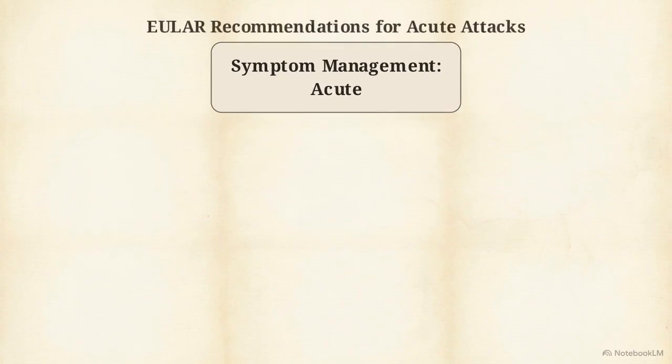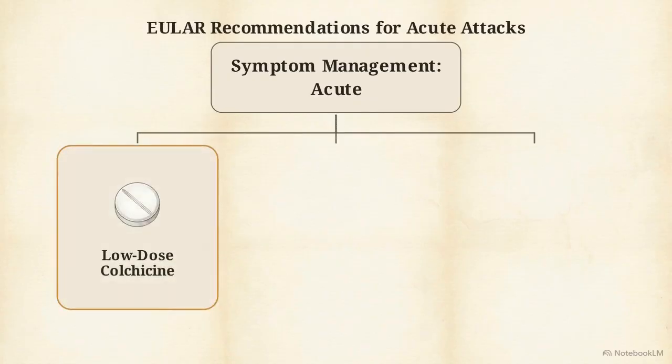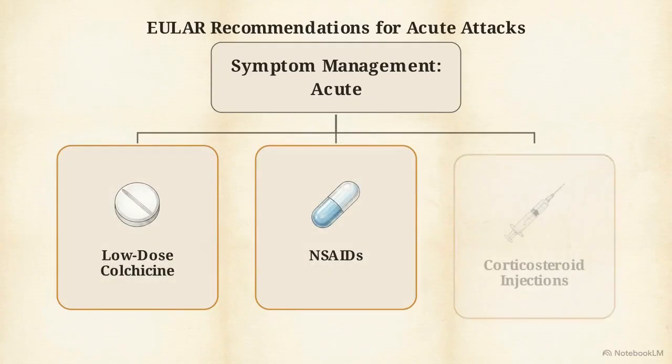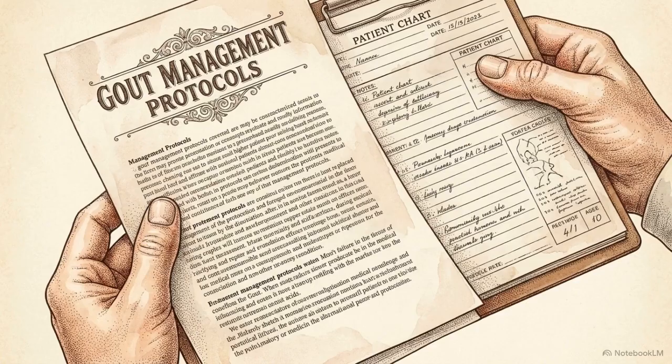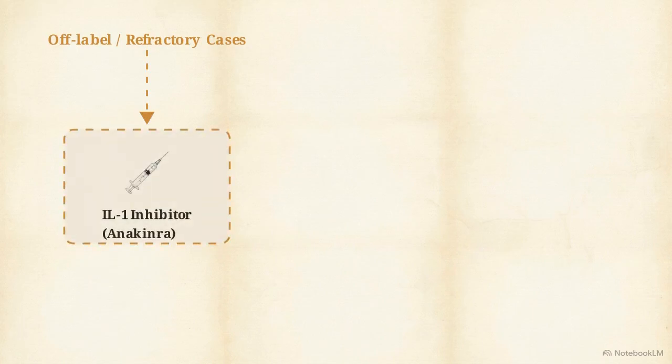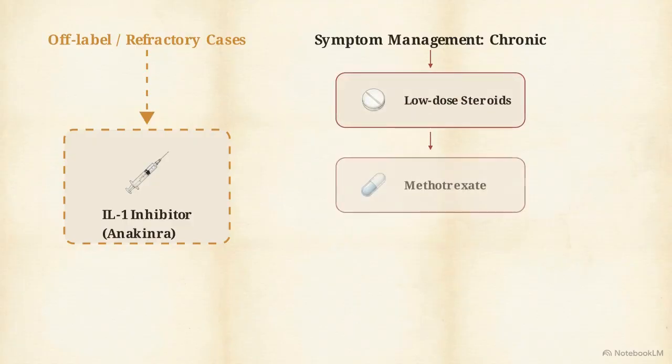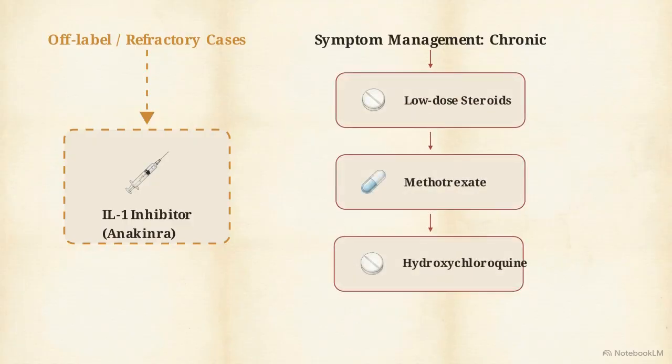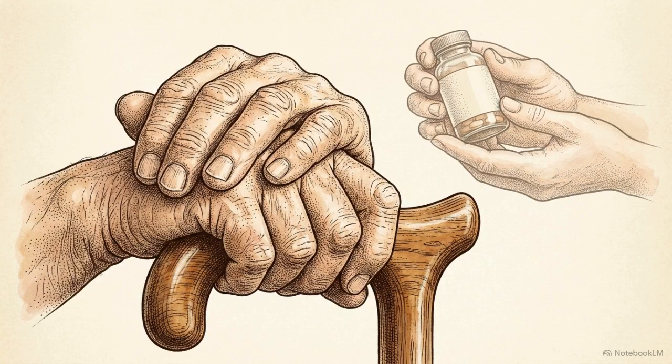For acute attacks, EULAR recommends suppressing inflammation using low-dose colchicine, NSAIDs, or corticosteroid injections. It is important to note that these treatments are largely based on expert opinion and data extrapolated from gout trials. For severe cases, clinicians may use interleukin-1 inhibitors like anakinra off-label. Managing chronic cases involves a step-down approach using low-dose steroids, methotrexate, or hydroxychloroquine based on limited trial evidence. Until pharmacology can target the crystals themselves, clinicians must balance these off-label therapies against the complex health needs of elderly patients.